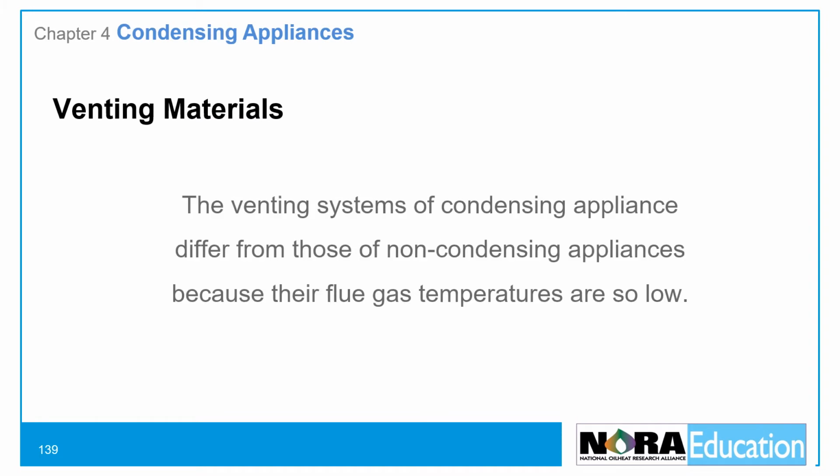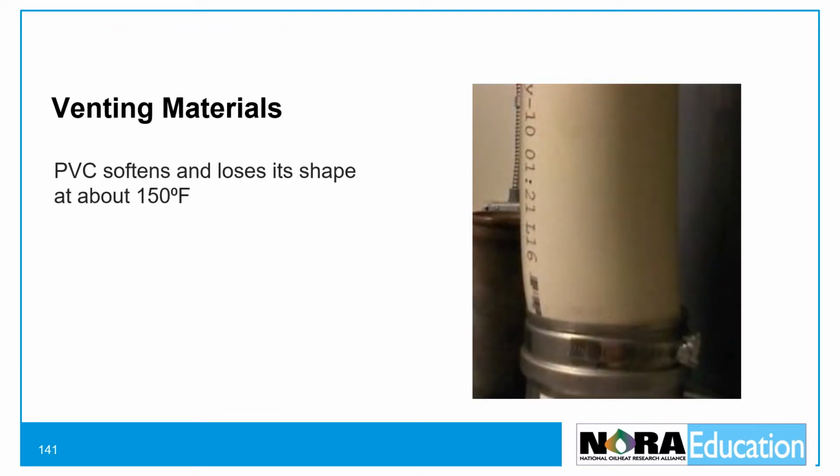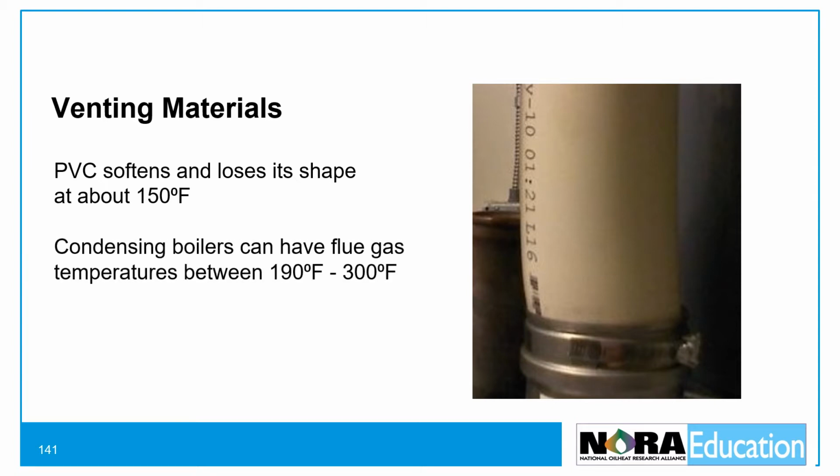The venting material of condensing appliances differs from those of non-condensing appliances because their flue gas temperatures are so low. PVC piping is normally used as the venting material for condensing furnaces. However, since PVC starts to soften and lose its shape at about 150 degrees Fahrenheit, and condensing boilers can have flue gas temperatures between 190 and 350 degrees Fahrenheit, polypropylene or stainless steel must be used for venting hydronic appliances.